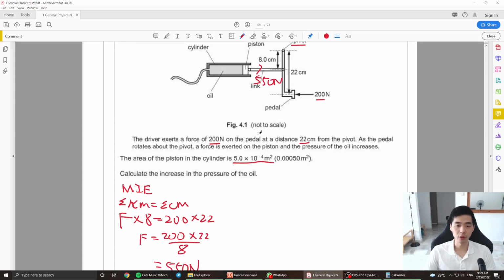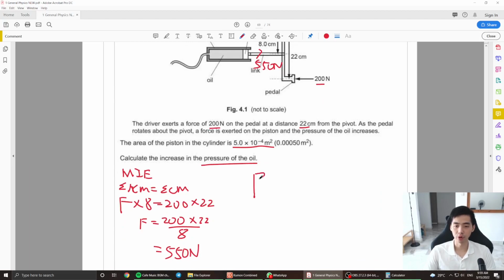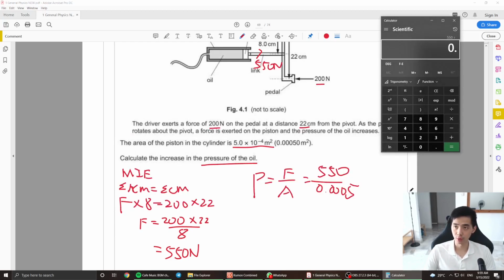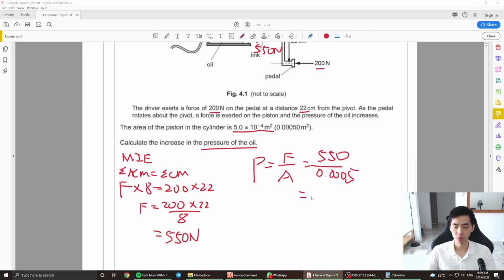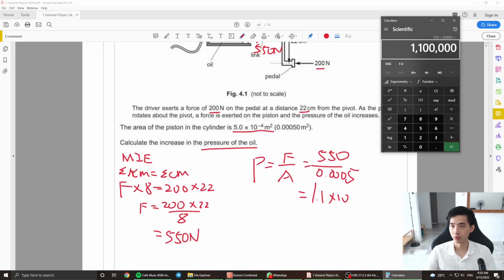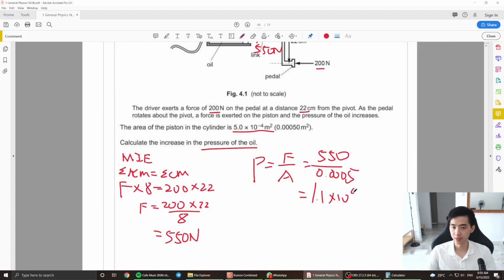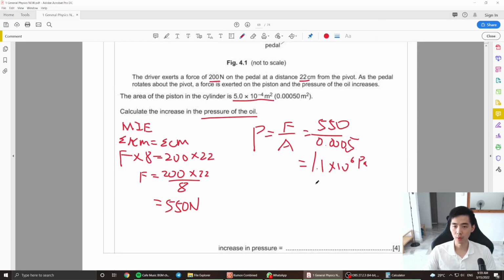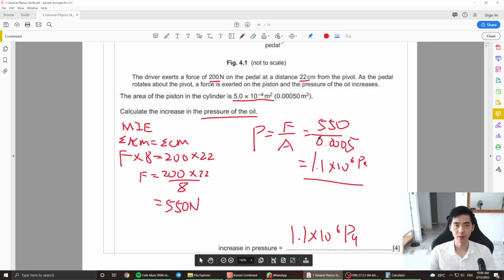With this 550 newtons, if you want to find the pressure, this time it will be force over area, right, which is going to be 550 divided by the area of 0.0005. So if I divide this by 0.0005, I'll get a really big pressure, which is 1.1 times 10 to the power of 6 pascals. 1.1 times 10 to the power of 6 pascals here. Alright?